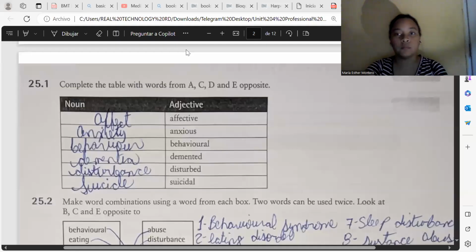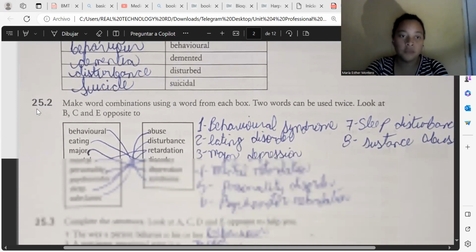Exercises chapter 25, mental illness. Exercise 25.1. Complete the table with words from A, C, D, and E opposite. Noun, adjective. Affect, affective. Anxiety, anxious. Behavior, behavioral. Dementia, demented. Disturbance, disturbed. Suicide, suicidal.